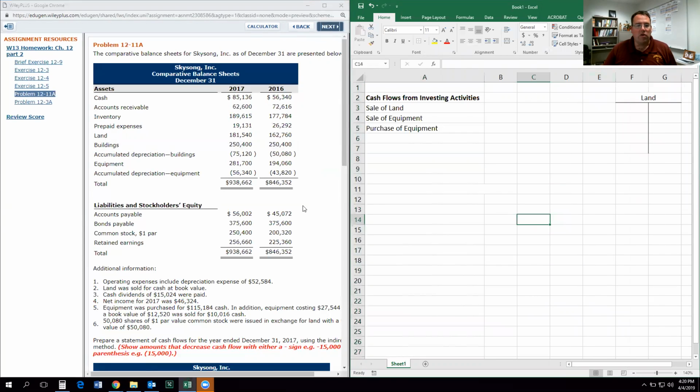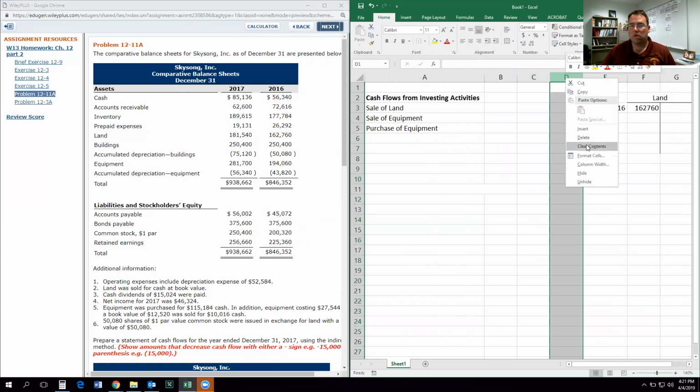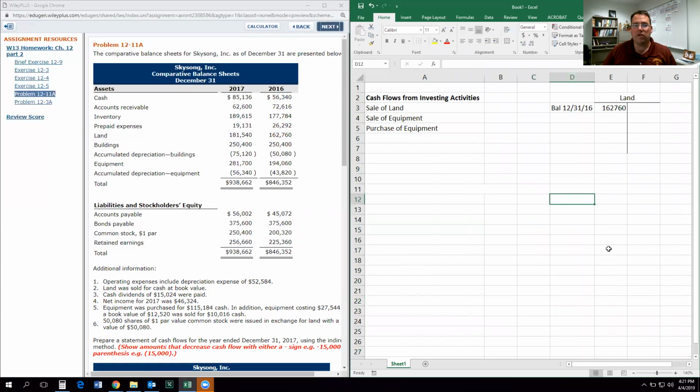Anyway, all right. So first of all, let's figure out our land sale situation here. So we know that our land had a value, and this is an asset account. So it had a debit balance of $162,760 at the end of 2016. To make some room here. So that was our balance at 12/31/16. We also know that it has a balance at 12/31/17 of $181,540.